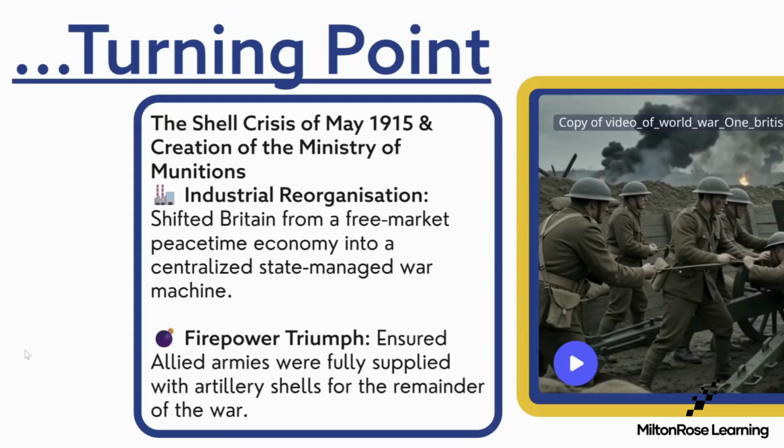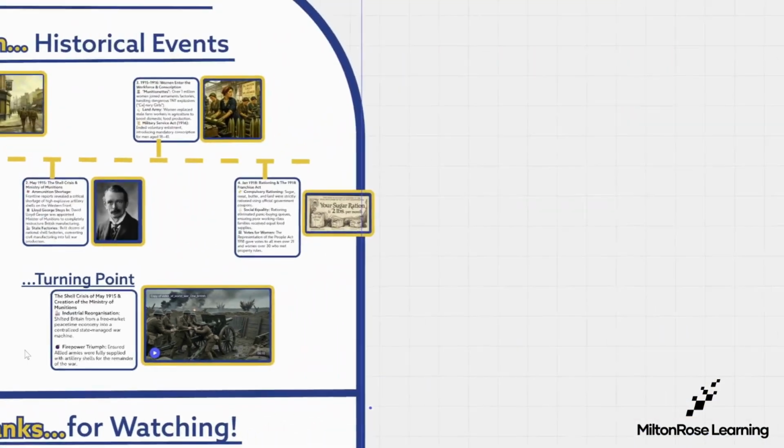It led as well, the shells crisis, to a firepower triumph. It ensured that Allied armies, once we'd reorganised ourselves, were fully supplied with artillery shells for pretty much the remainder of the war, and we never ran out again, up to a point. There was no other massive shells crisis, and so we could basically soften up German trenches and earthworks with our huge artillery guns. So that was a big turning point for me on the home front.